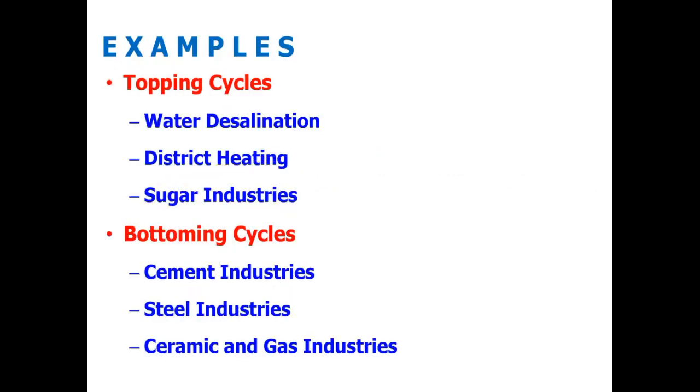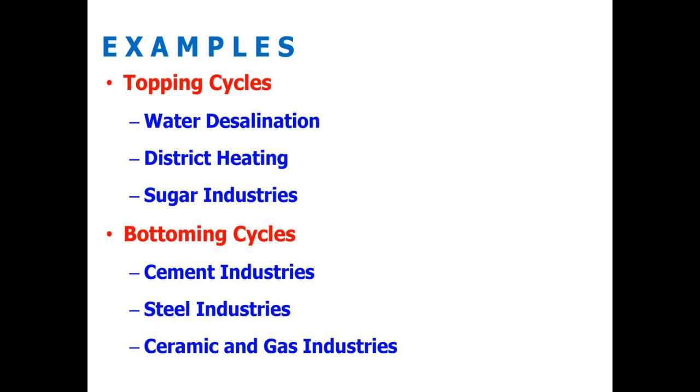So the examples of topping cycles are water desalination, district heating, and sugar industries. The examples for bottoming cycle are cement industry, steel industry, and ceramic and glass industry. All are power plants. We have to add the words power plant in addition to this.